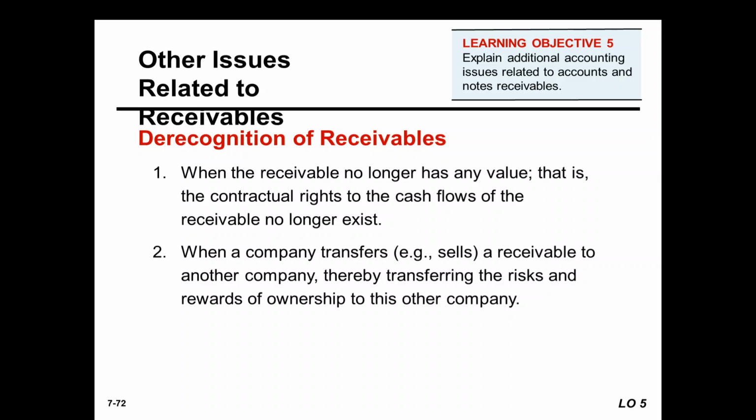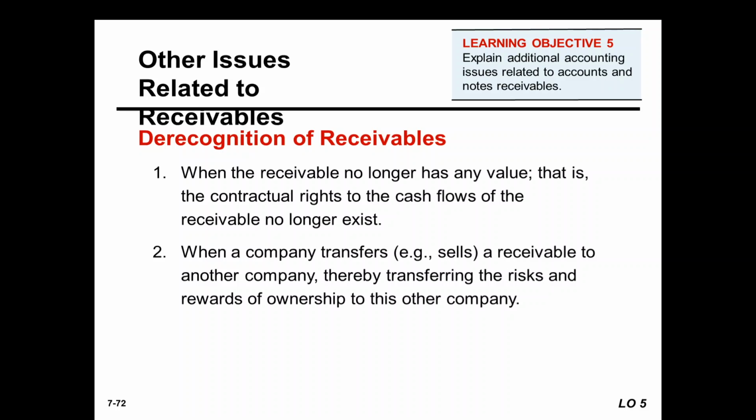So we have other issues related to receivable. The first one is derecognition of receivable. In terms of derecognition, it is when the receivable no longer has any value, or the contractual rights to the cash flow of the receivable no longer exist. For example, like this.